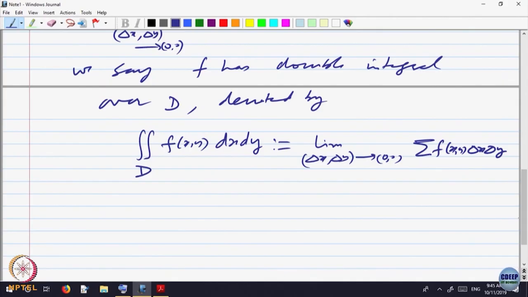Just to point out, why will this sum exist? This sum will exist because our domain D is a closed bounded region. So only a finite number of rectangles will be covering it, because closed and bounded is compact. All these small rectangles cover it, so by compactness, a finite number of them will always cover it. So D will be covered by finitely many. This is a finite sum only of those rectangles which are completely inside. So the limit of this, if it exists, is called the double integral of f.